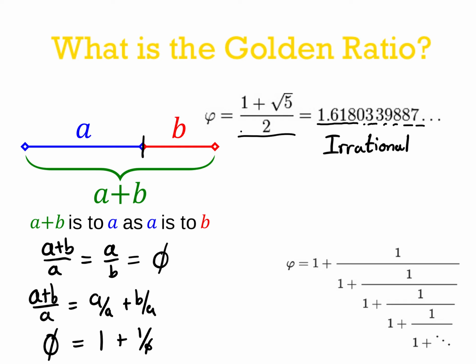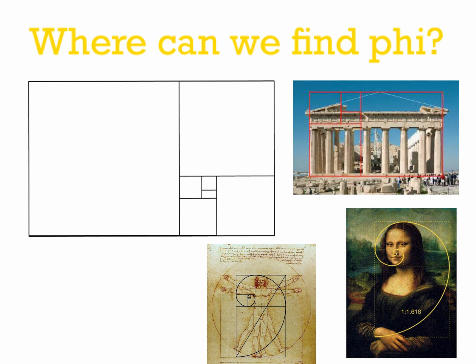Well, I mean, the phi over here is nothing different than the phi over here. So we can define this phi as 1 plus 1 over phi, and on and on and on. You have this infinitely nested fraction, which is beautiful in and of itself. But we haven't even got to how it looks in shapes, in paintings, in architecture, and so much more. So where can we find it appear?